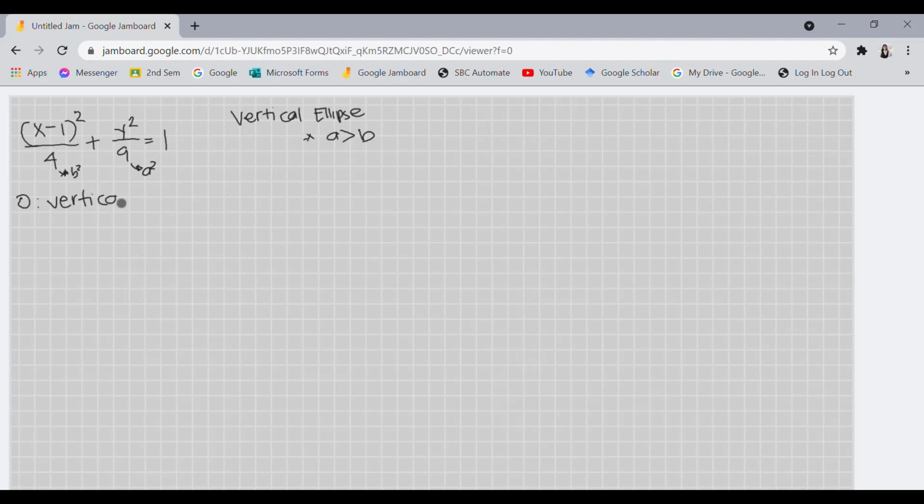Vertical ellipse means vertical major axis. Vertical major axis rather. So, ganyan po yung itsura natin. So, vertical siya, the major axis is also vertical.